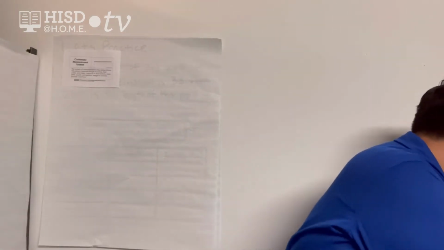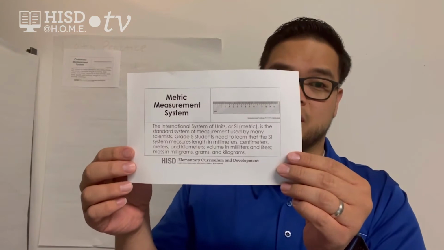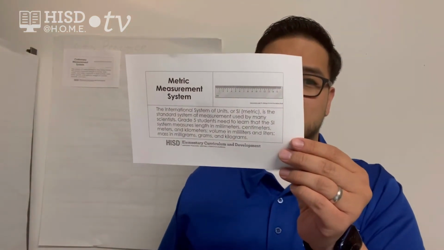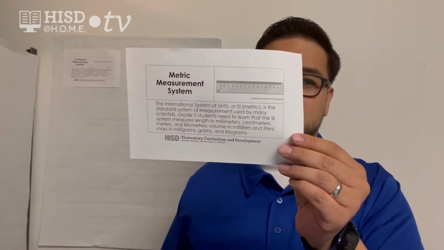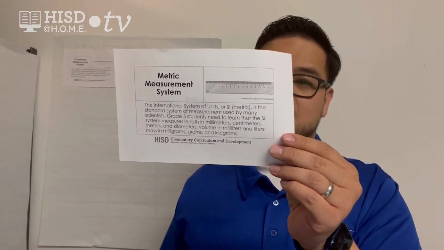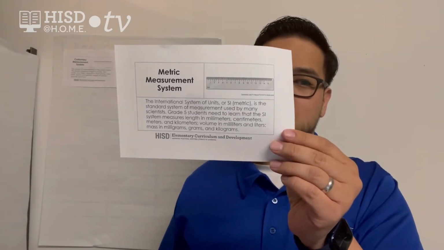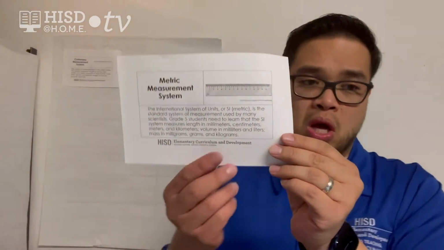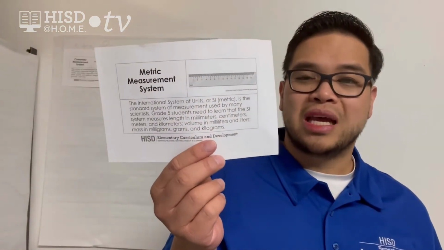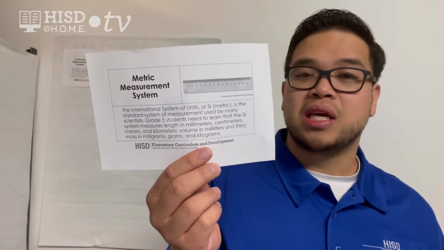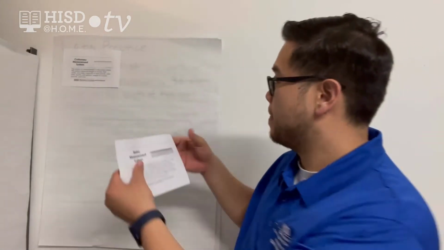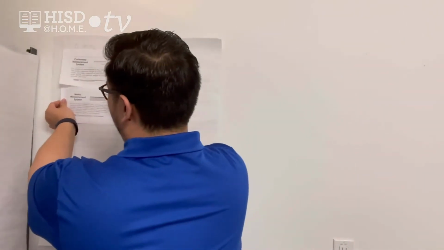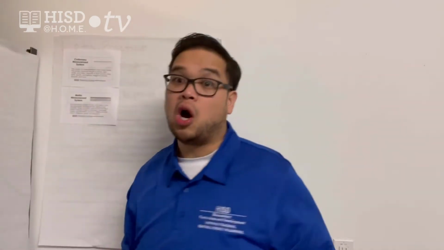Then we're going to move on to the metric measurement system, which is the International System of Units, or SI metric. It is the standard system of measurement used by many scientists. The SI system measures length in millimeters, centimeters, meters, and kilometers, volume in milliliters and liters, and mass in milligrams, grams, and kilograms. So customary is what we use in the United States. Metric is what they use all over the world.